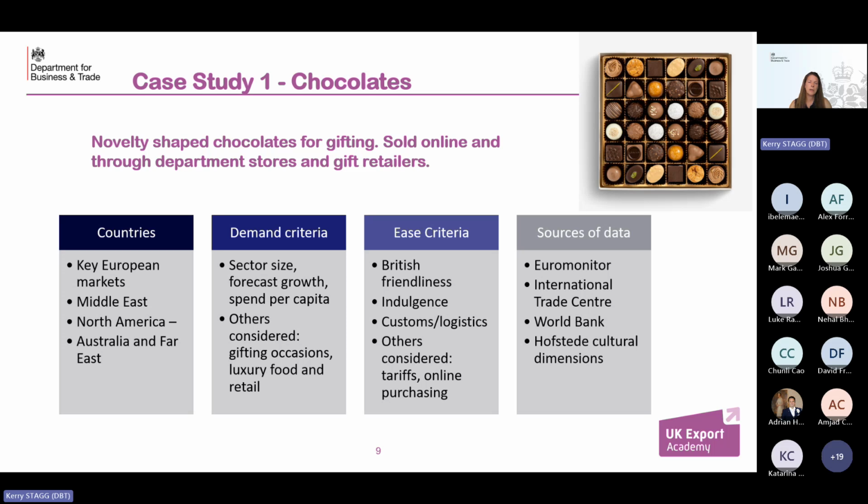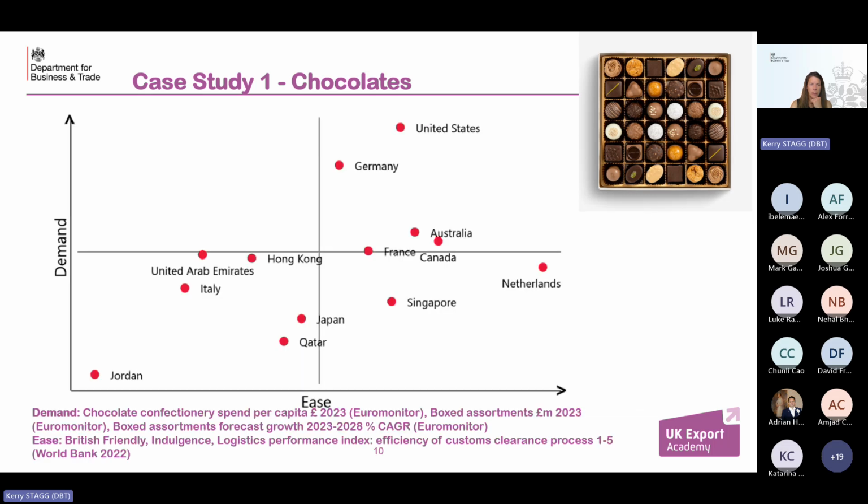Other things that we considered were tariffs and also online purchasing. But again, the other ease criteria were deemed to be more important. So our sources of data then: Euromonitor, the International Trade Centre, so that's ITC Trade Map for import and export data, World Bank, and this cultural dimension, Hofstede's cultural dimensions. So our chart then looked like this.